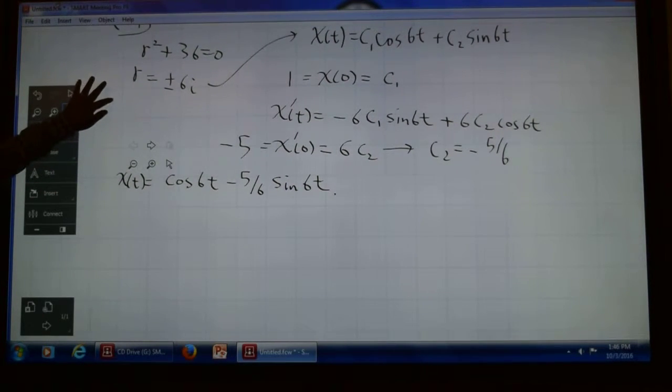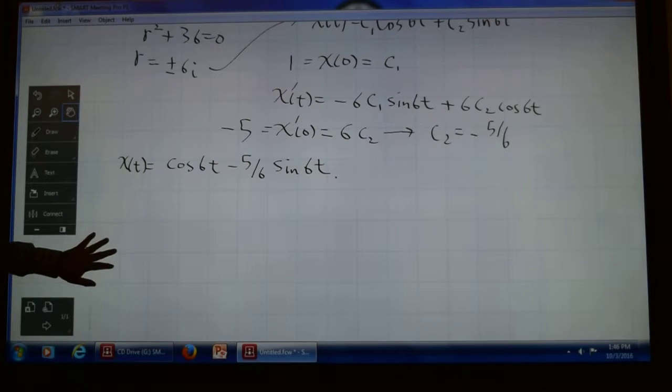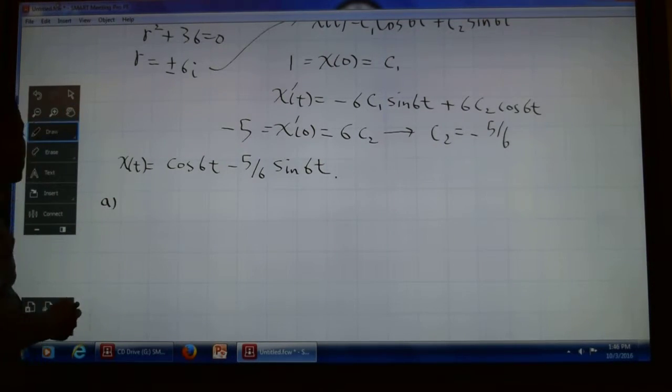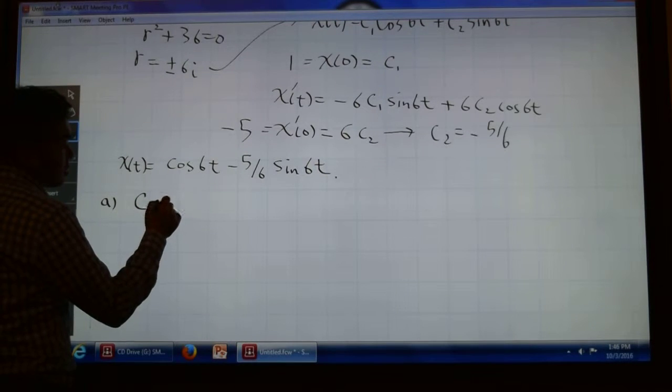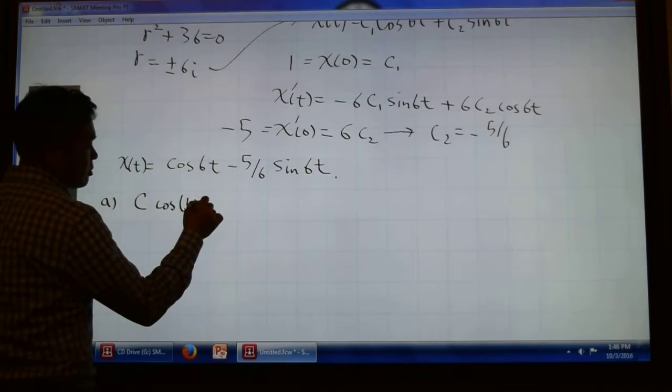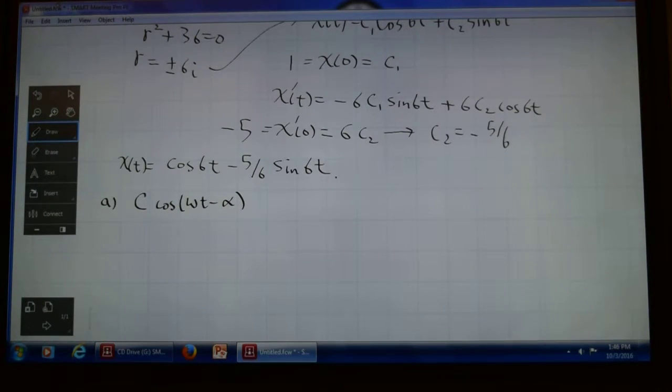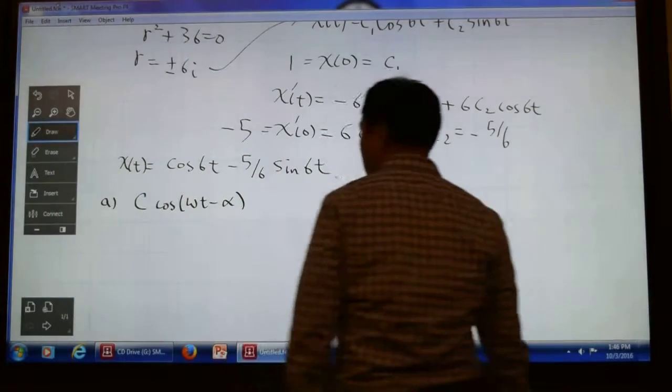However, part A says you need to write this in terms of c times cosine of omega t minus alpha. That's the form it asks us to convert. And we had various formulas for this.